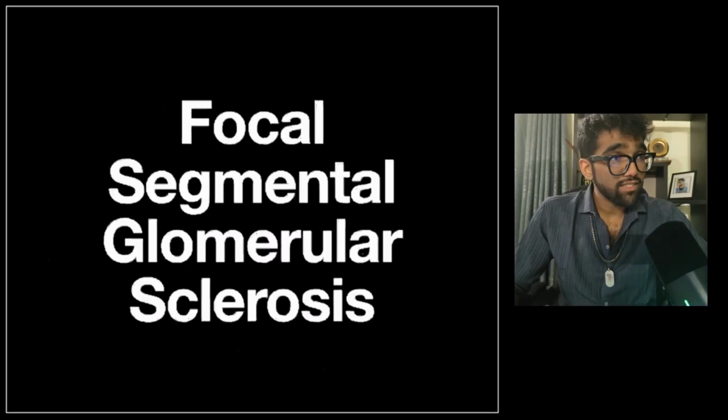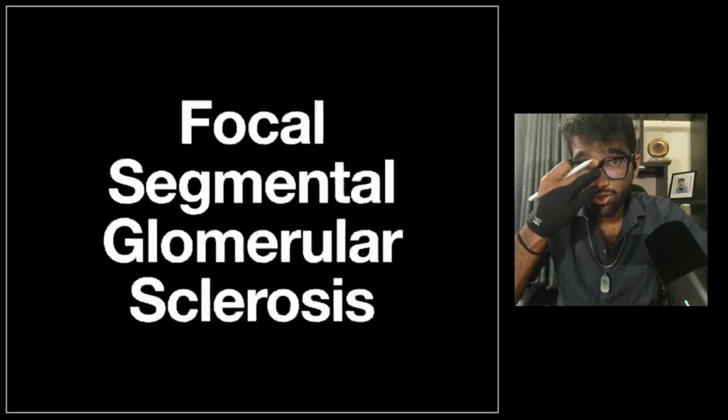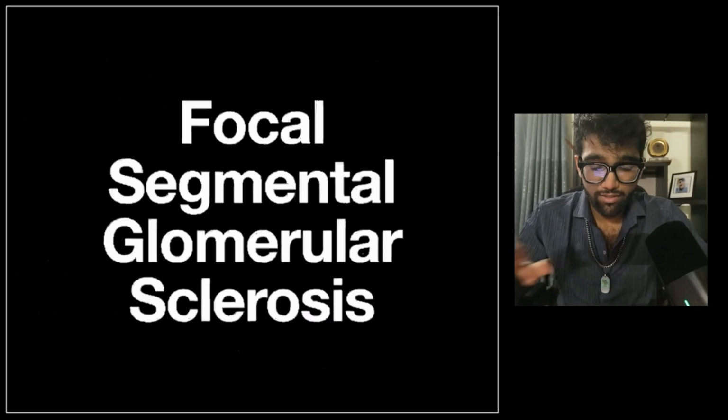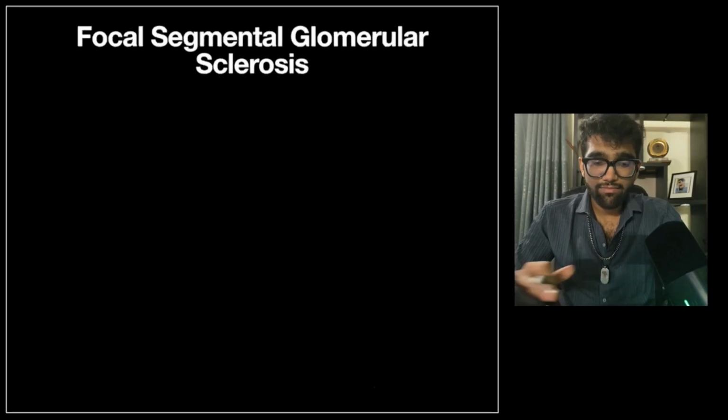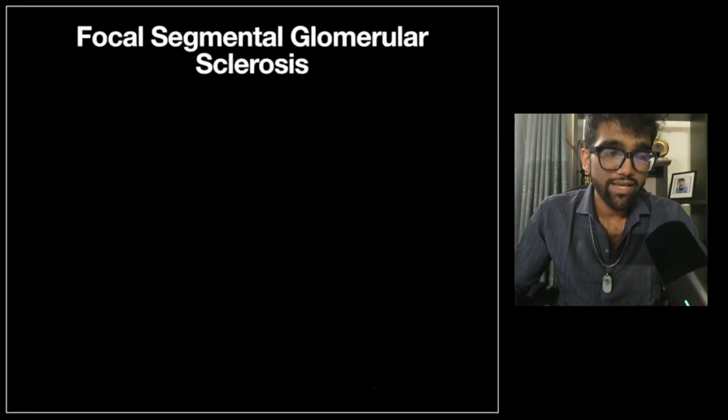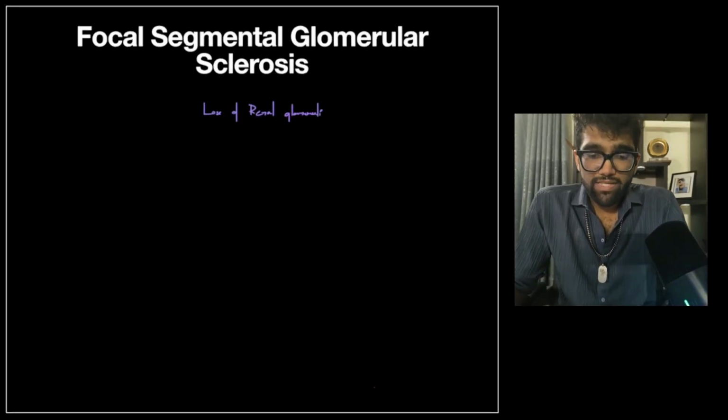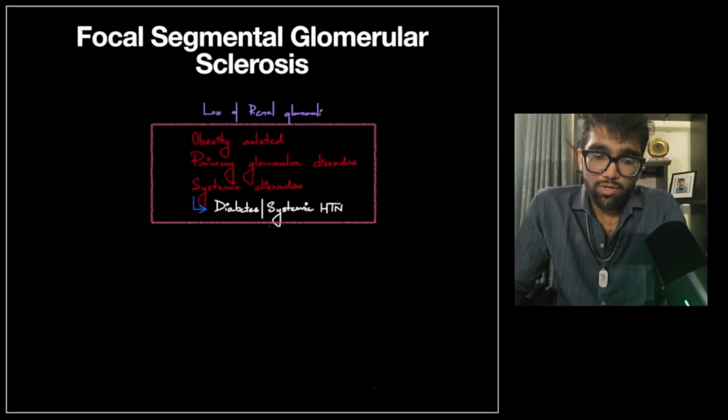Again, this is a description of the histopathology of the lesion. The term is a description. So I'm going to first discuss the clinical aspects of it, and then in the next discussion, we'll get to exactly what FSGS is and why we call it FSGS. Now, basically, what you have is loss of renal glomeruli.